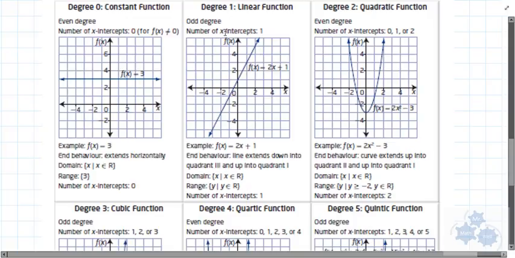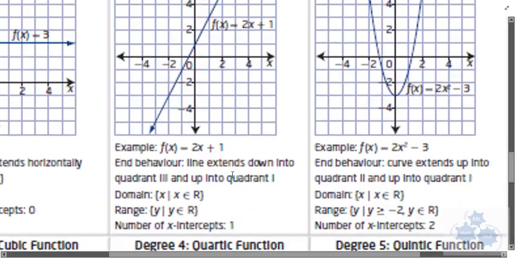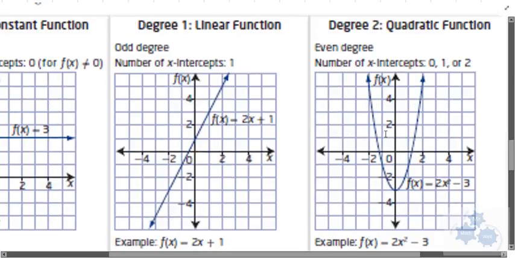All right, degree 1. Just let that marinate for a little while. Degree 1 is a straight line. It's linear. The end behavior, if the coefficient right here, this number 2, is positive, goes from quadrant 3 to quadrant 1. If it's negative, it goes from 2 to 4. Got it? Okay.